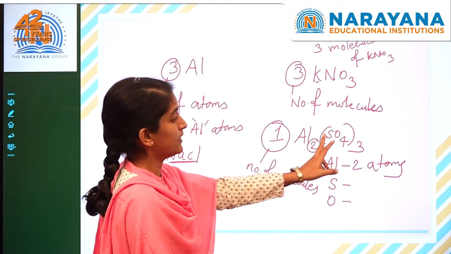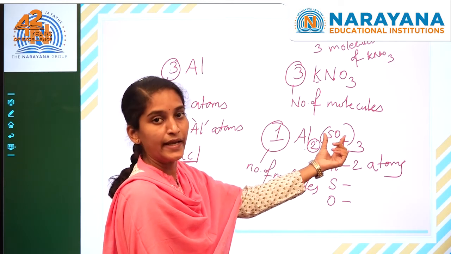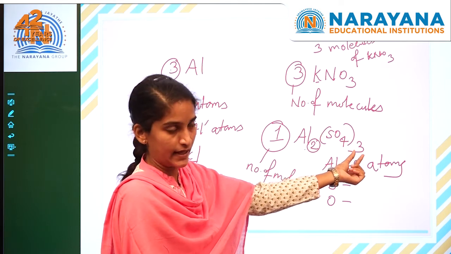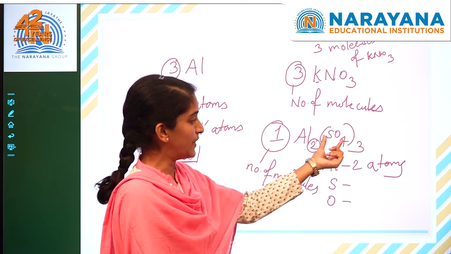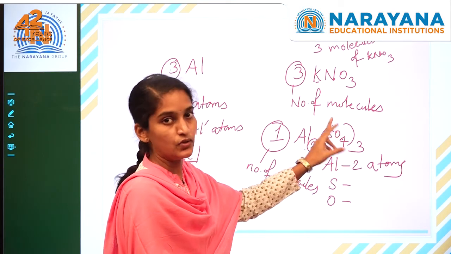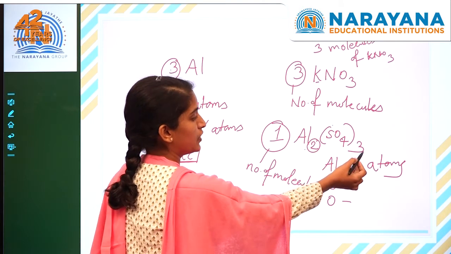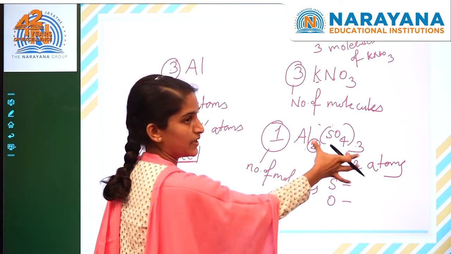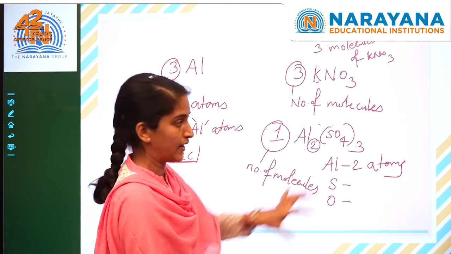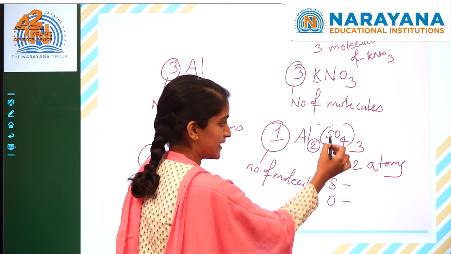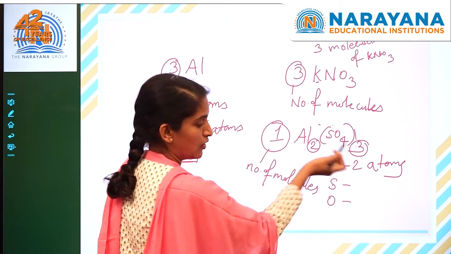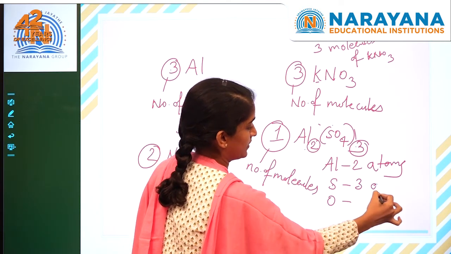See here, in the bracket, sulfur and oxygen, both elements are enclosed. To the right bottom side of that bracket, the numeral 3 is there. This 3 applies to all the elements enclosed in the bracket. This number 3 applies to sulfur, and number 3 applies to oxygen also. So whatever numeral is written to the right bottom side of the bracket applies to all the elements present in that bracket. For example, here sulfur is enclosed in the bracket, and to the right bottom side of the bracket there is a numeral 3. So how many sulfur atoms are there? 3 sulfur atoms are there.